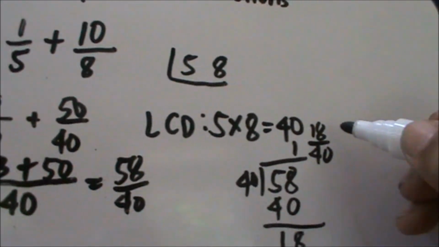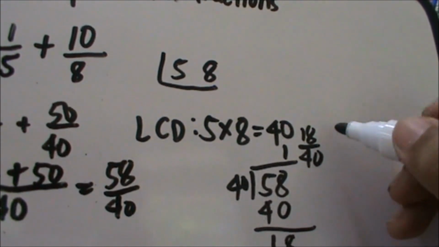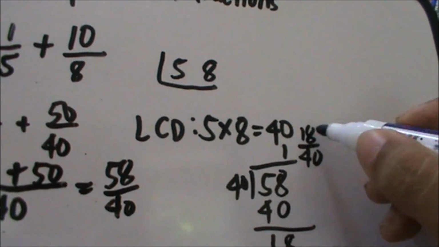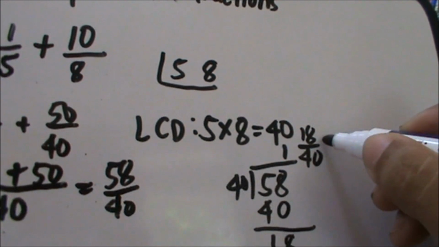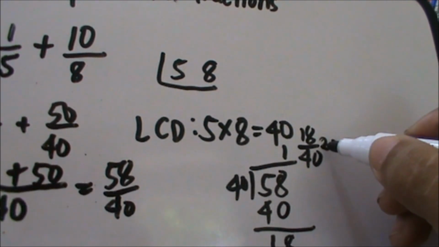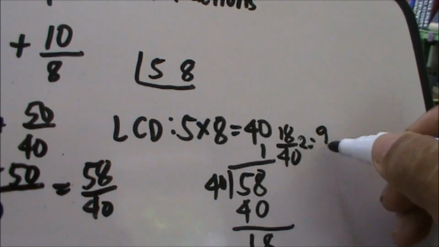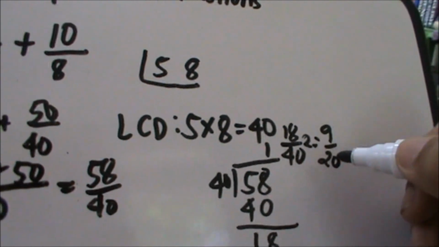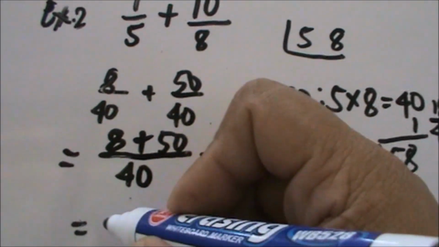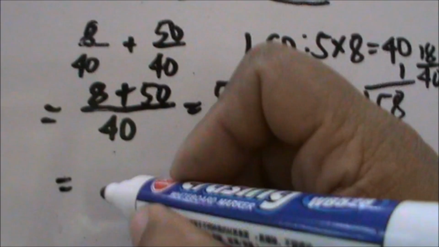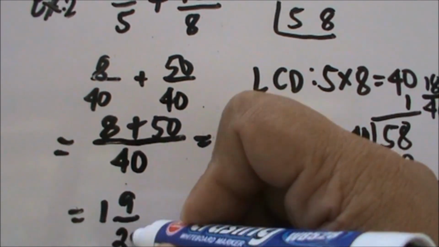This also needs to be reduced to lowest terms. The common factor between 18 and 40 is 2. So 18 divided by 2 is 9, and 40 divided by 2 is 20. So the answer will be 1 and 9/20.